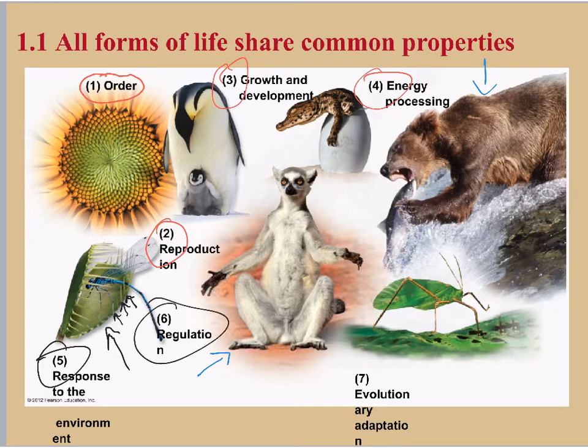And then 6, regulation. All living organisms need the ability to regulate internal activities, things that are happening inside of their body. It could be like for you and I, regulating our body temperature, maintaining a body temperature of 98.6.